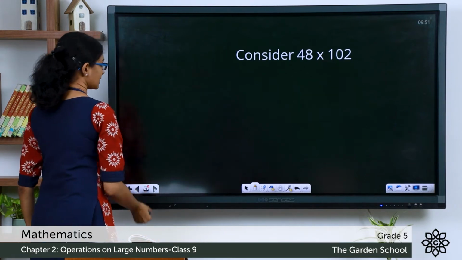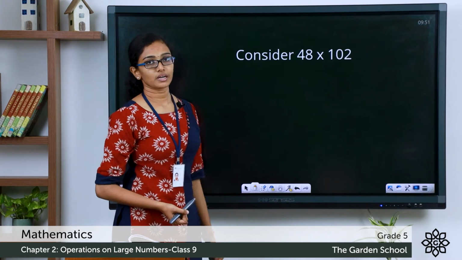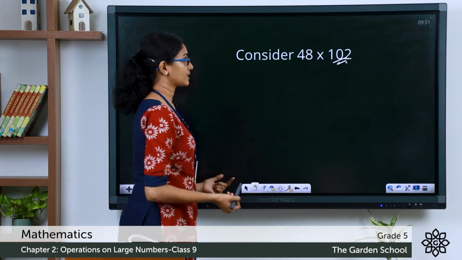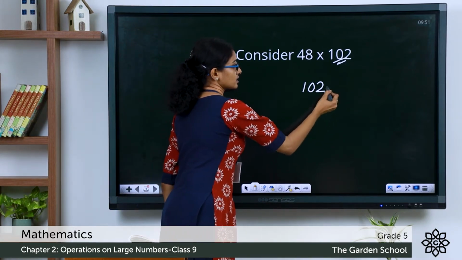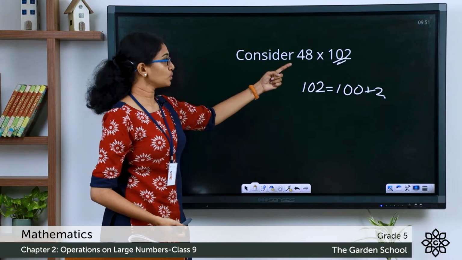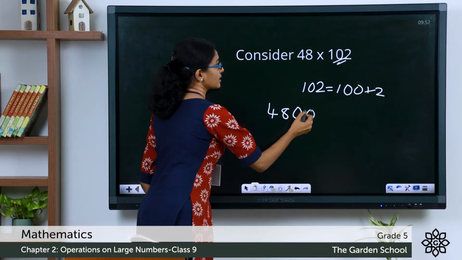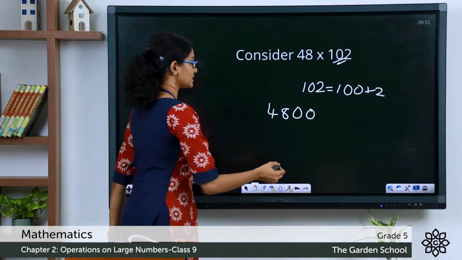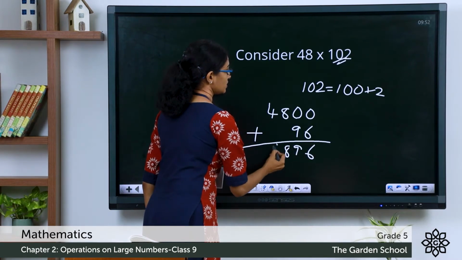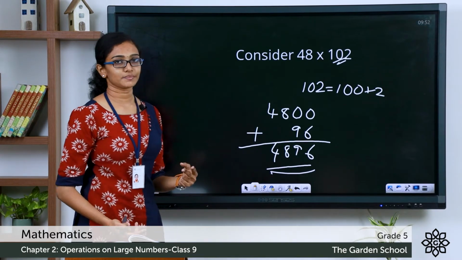We'll see more examples like this. Look at this multiplication. 48 into 102. As 102 is closer to 100, we'll rethink this 102 as 100 plus 2. Okay, we can easily do 48 into 100, which is equal to 4800. And what is 48 into 2? It is 96. So the product will be 4896. You'll get the product in just 2 steps.